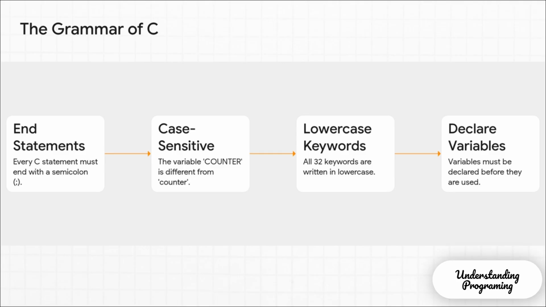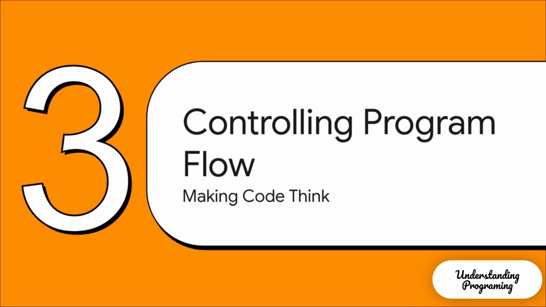And a big one, you have to declare your variables before you use them. That just means you have to tell C what kind of information you plan on storing ahead of time. So, we've got the alphabet, we've got the vocabulary, and we've got the grammar.